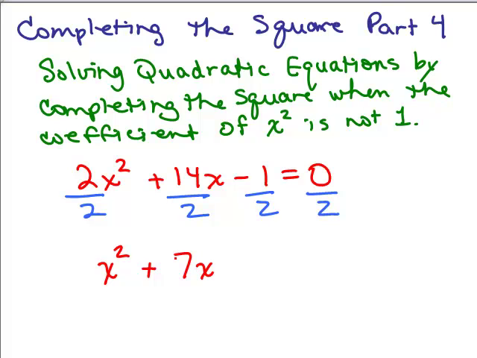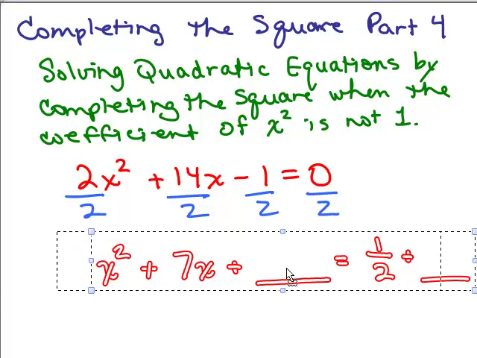And what we're going to do is leave a space for completing the square. And we're going to put that negative 1 half, add 1 half to both sides, so we have 1 half on the other side of the equation. And remember, I am going to add something to both sides of the equation, so I need to put a little blank over here.